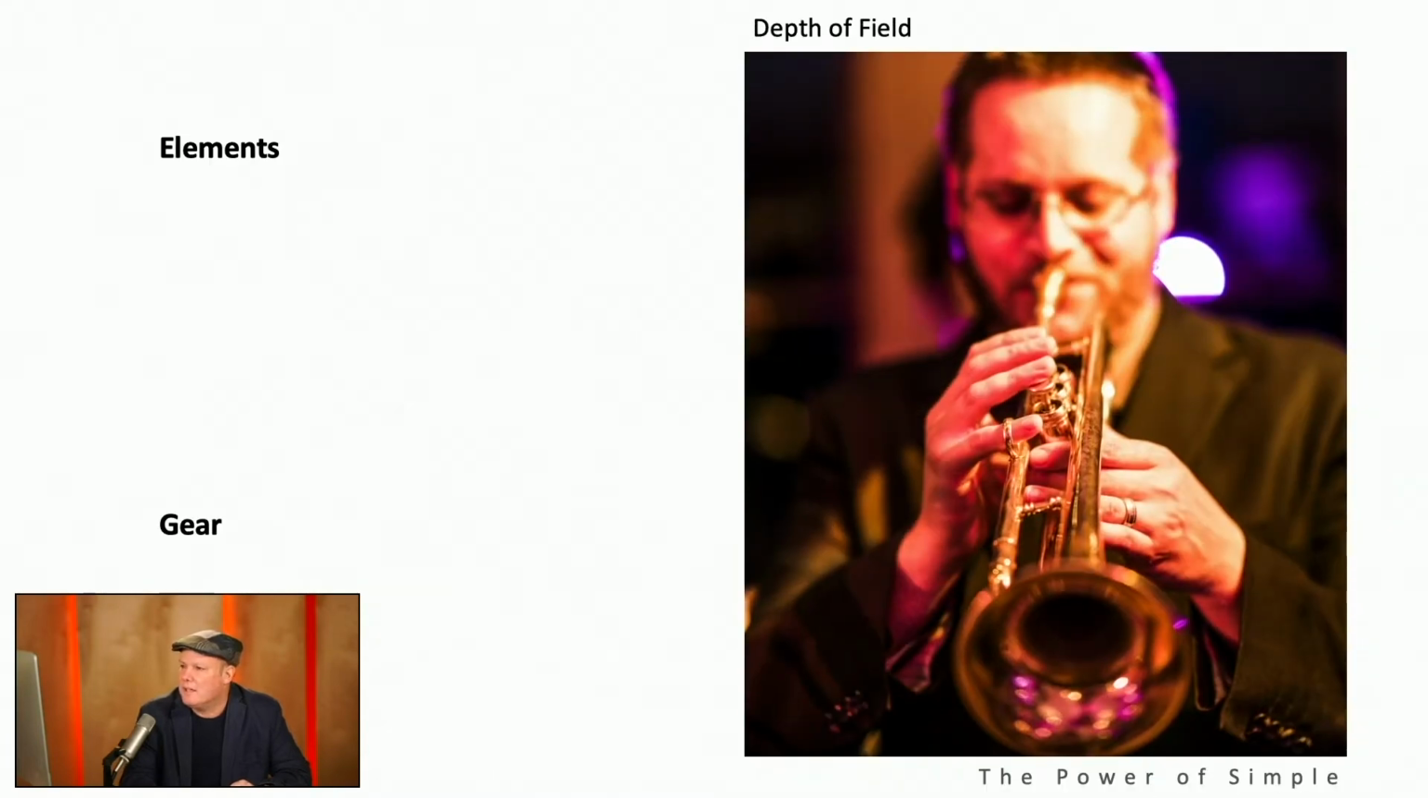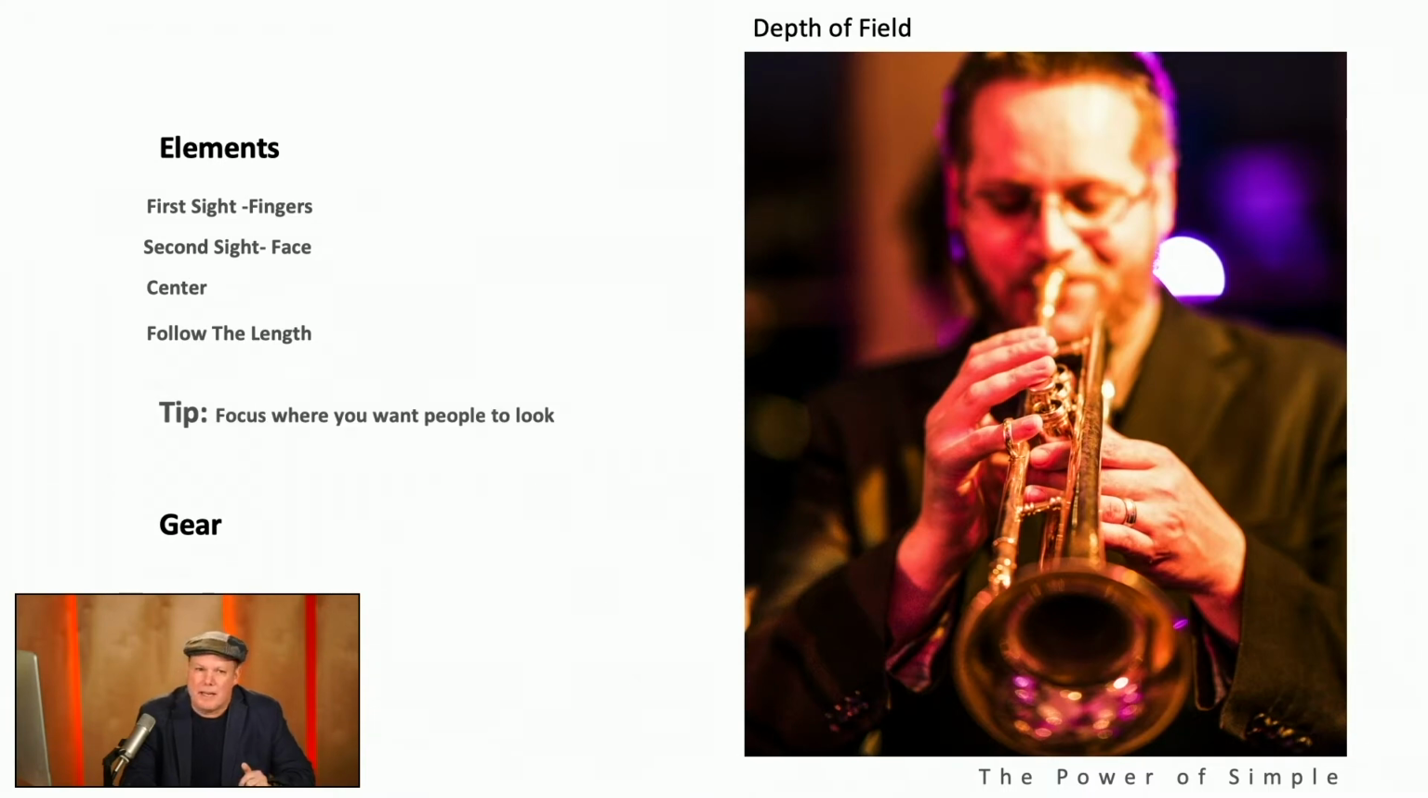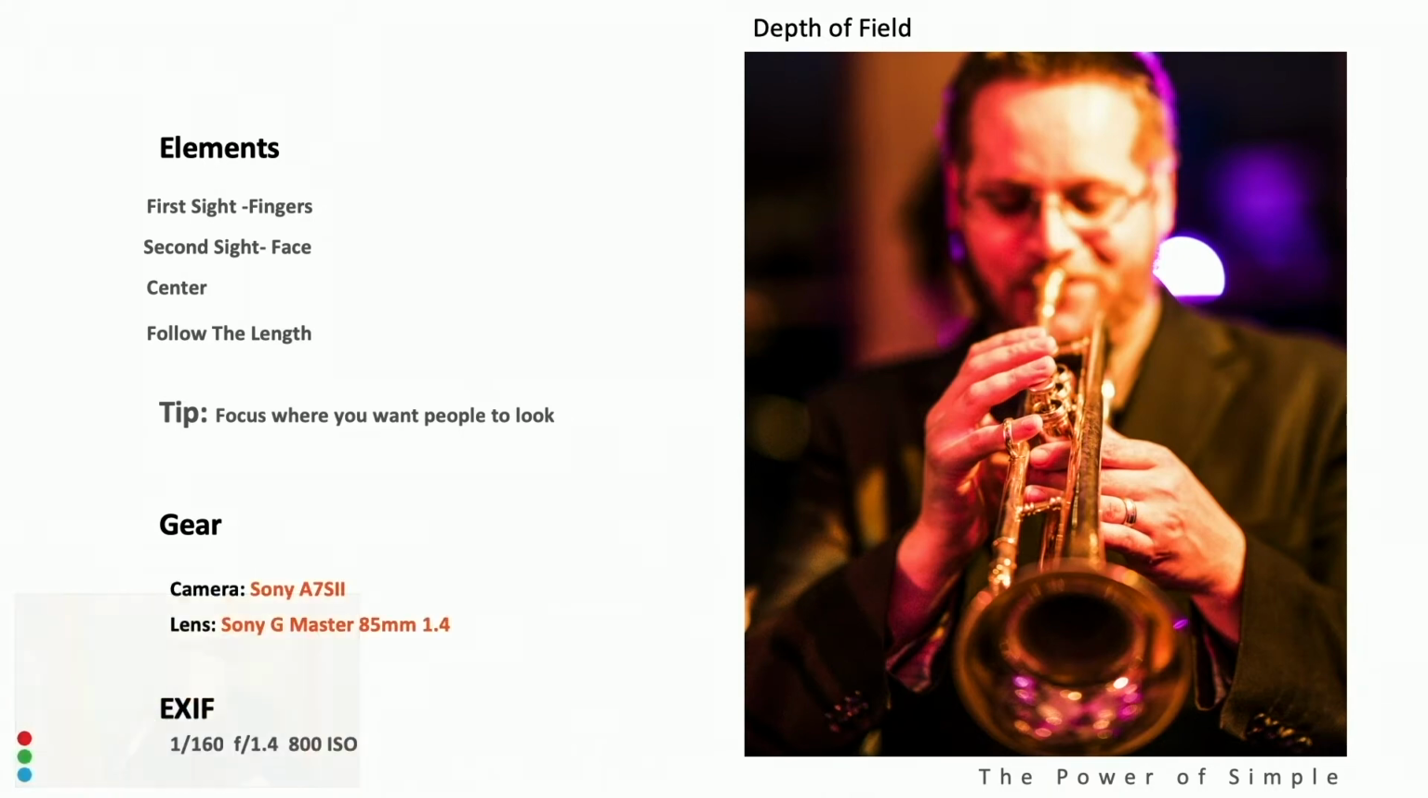As we look at this, the first thing, of course, you're going to see is the fingers. You notice his fingers right away, and then you follow it through to his face. Maybe you come back to center, and you follow it up and down again. But ultimately, you end up on those fingers. So the tip, really, and the obvious, is you put your focus in a shallow depth of field where you want the subject or people to look in your photograph. So this was with the A7S II, the G Master 85 1.4.